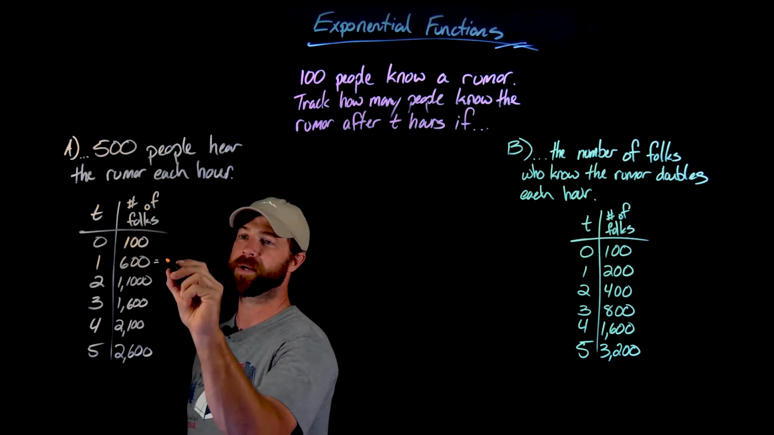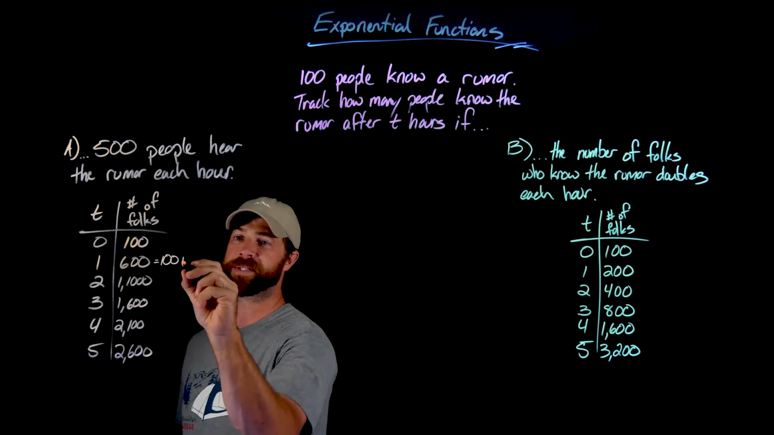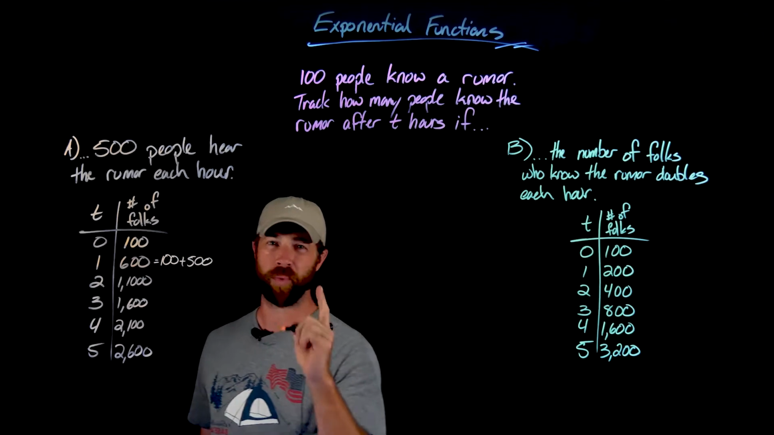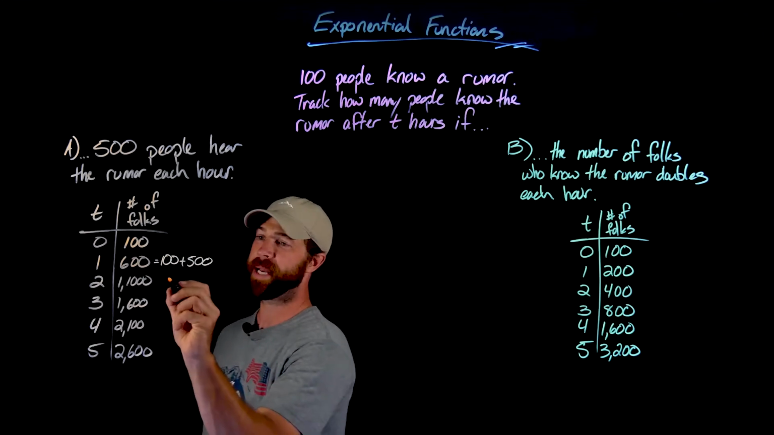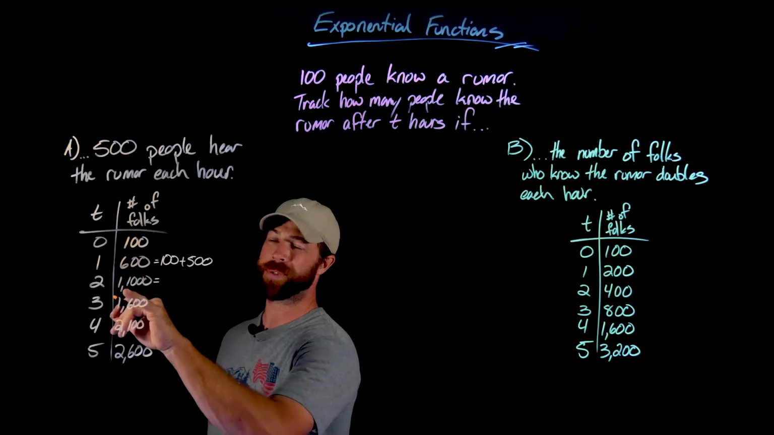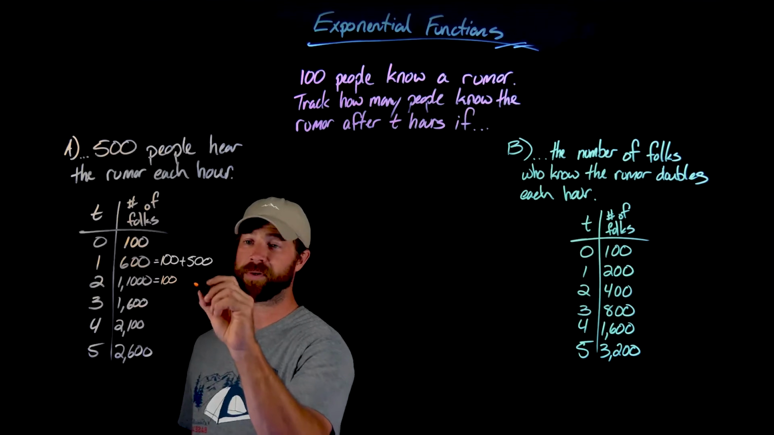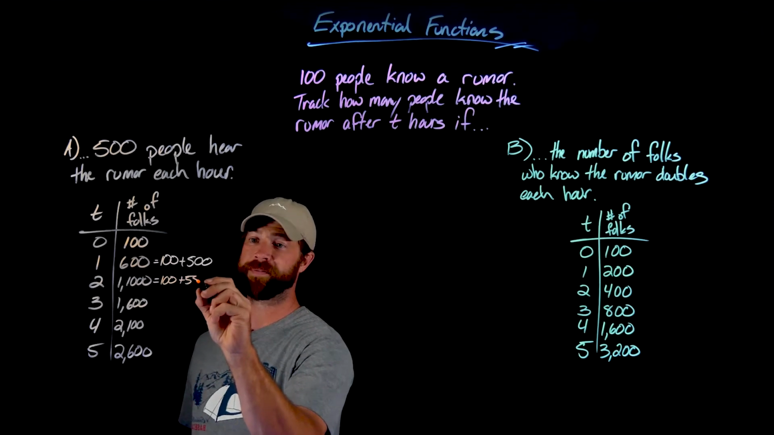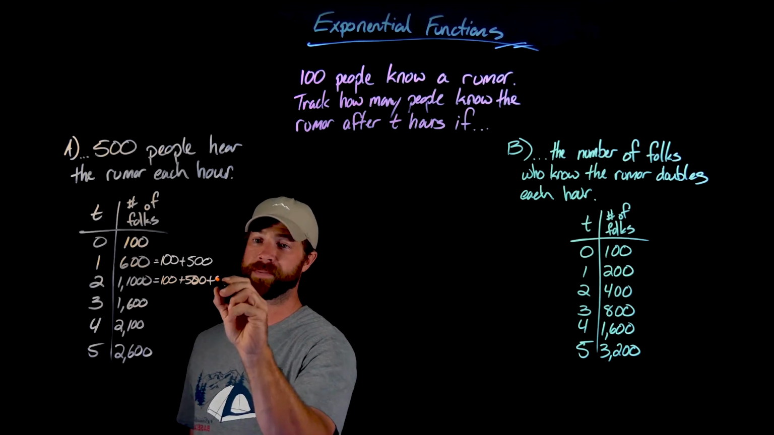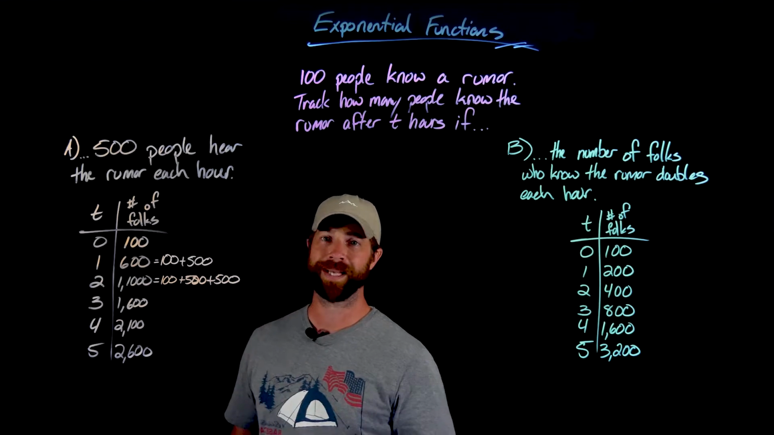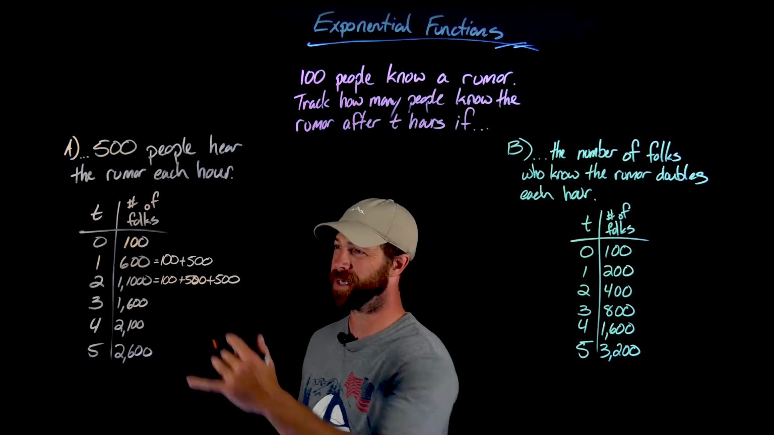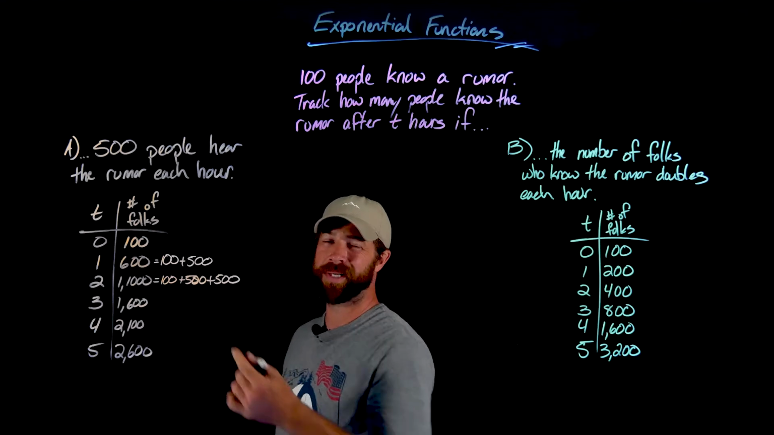I'm going to think of the original 100 people plus 500 added one time for that 1 hour. And after 2 hours, yes, I'm up to 1100, but I'm also going to think about that as the 100 original folks plus 500 twice. And that same pattern continues on. Every hour I'm adding a new 500.